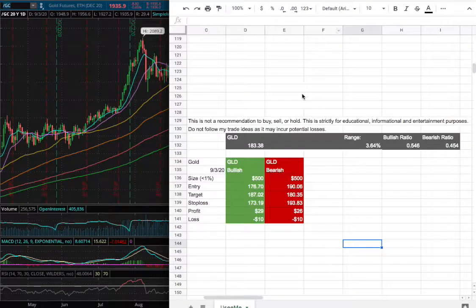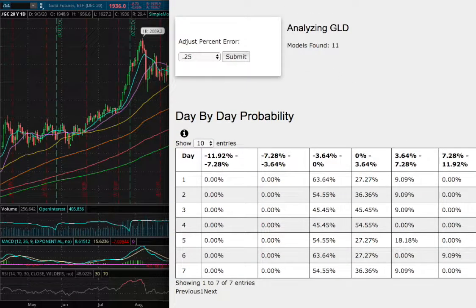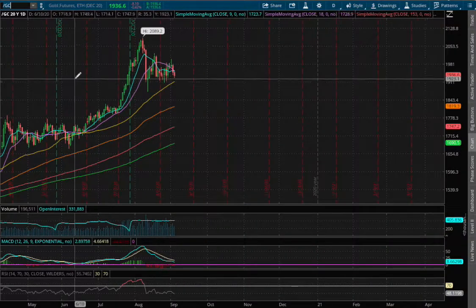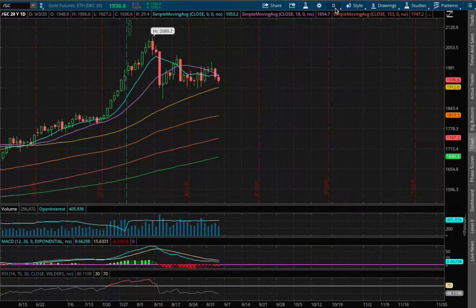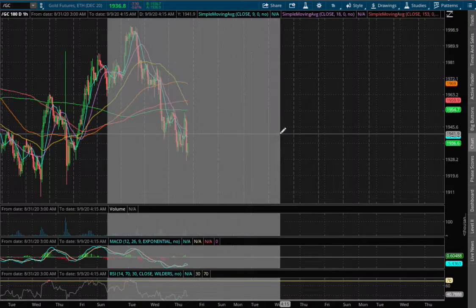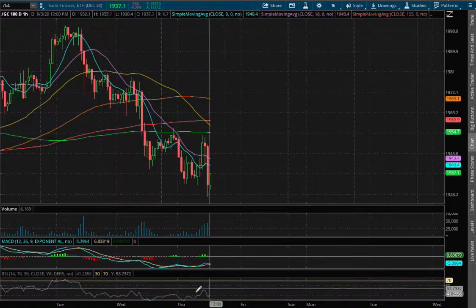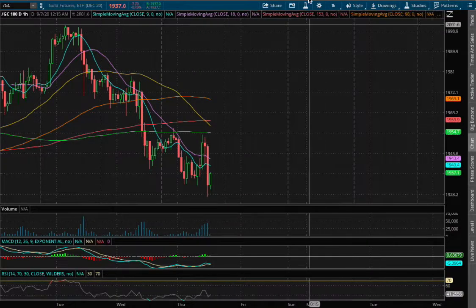In this video, we'll be going over my trade idea of the week and the day-by-day probability model for gold futures. So let's start off with the technical analysis. We're currently down 42 basis points on the 1-hour chart. What we have here, we're still in a negative MACD. We see slight signs of it diverging, and we're also near oversold on the RSI.